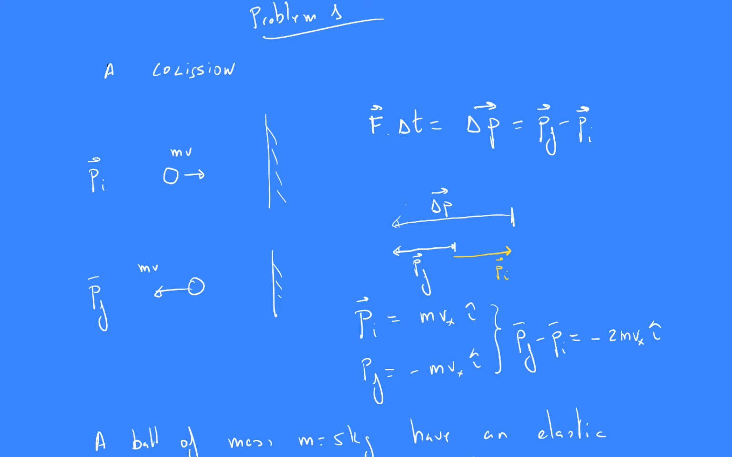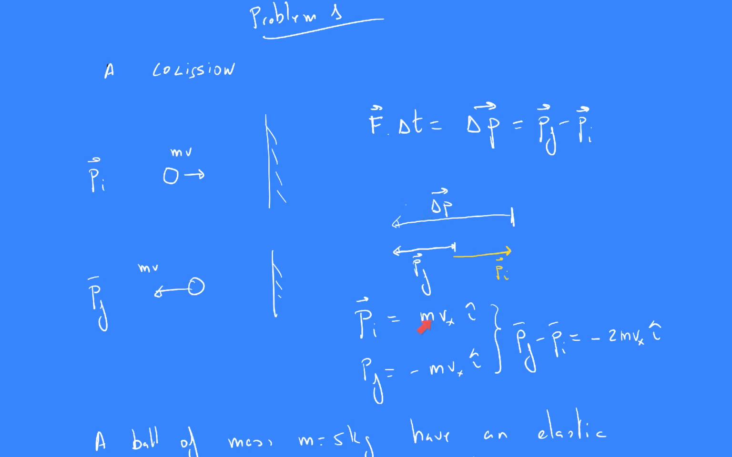Something has changed, so the momentum has changed. Initially the momentum was pi. Finally the momentum was pf. The change in momentum is here. So the force acting during the time makes a change in the momentum, and this is the change in the momentum. You can see this change in momentum by writing the vector.